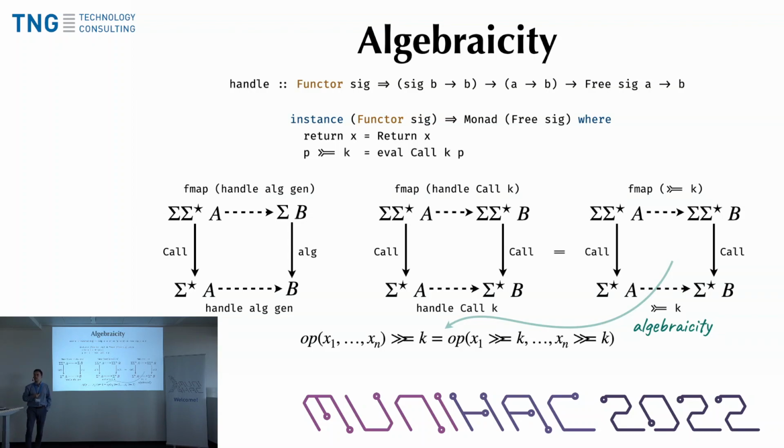So when people say, what is an algebraic operation? The answer is an algebraic operation op is such that this holds true. So if that operation has n parameters, and then you bind k, so you want to do that operation, follow it by some continuation, then that's the same as doing that operation to each of the parameters inside the operation. So that is a defining property of algebraicity.